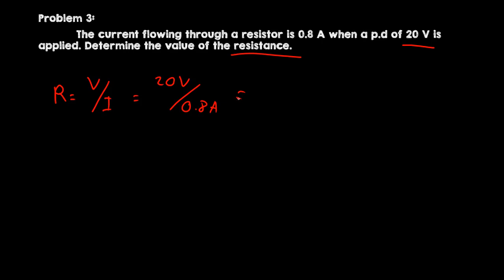So, 20 volts divided by 0.8 is equal to 25 ohms. And that is our resistance. As simple as that. Next, determine the PD which must be applied to a 2 kilo ohm resistor in order that a current of 10 milliamperes may flow. Then we are looking for problem number 4, PD. Determine the potential difference. And the formula for PD is V is equal to IR.